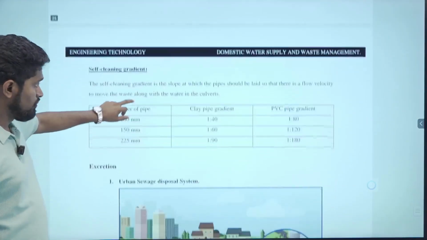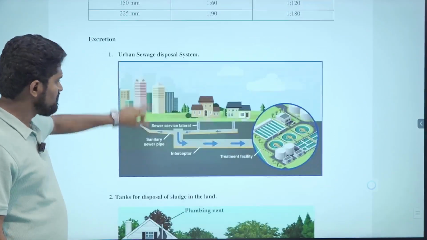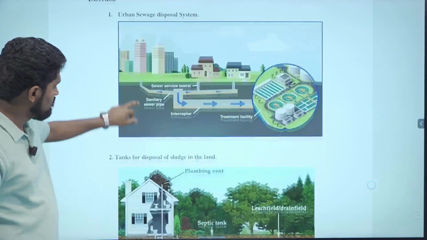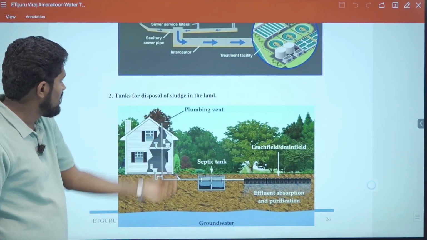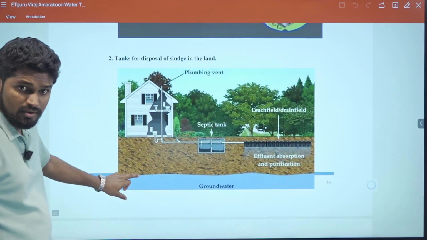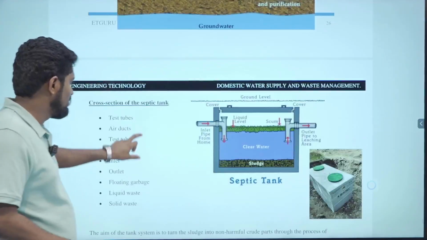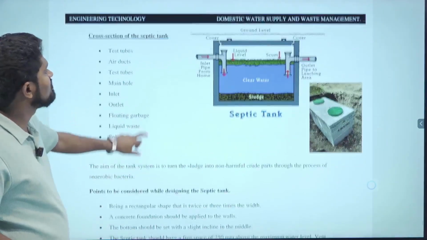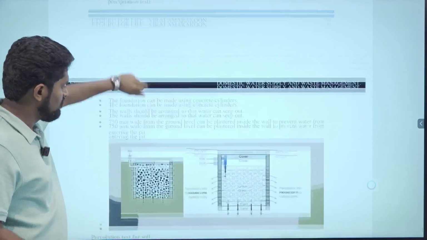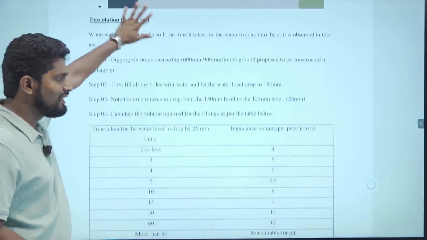There should be a gradient, and these are the main systems. The urban system is separate, and if you are going to some village side, this is the system. We will discuss all the things, and these are some parts of the disposal system. Yes, guys, with that part we end the lesson.